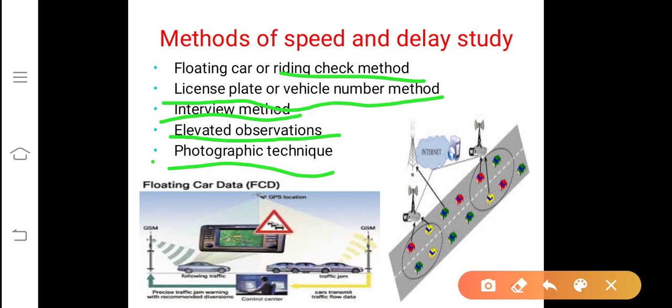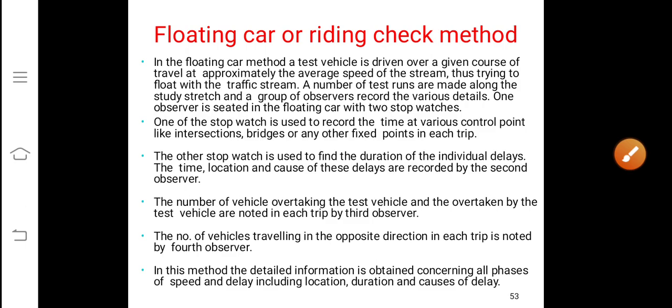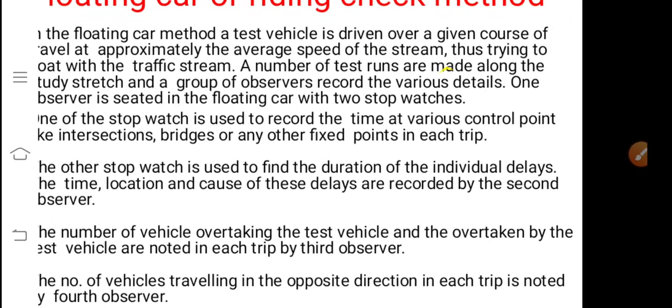This figure shows, when we are doing the floating car or riding check method, the vehicles that invariably stop in this direction and with respect to the oncoming direction, and what all the delays caused are, etc. We will see the floating car or riding check method.